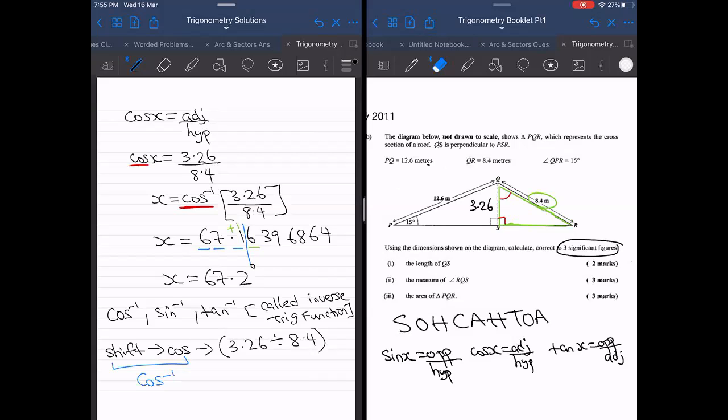If you go into a room and you say, yes, it is cos to the -1 of 3.26 divided by 8.4, immediately the persons are saying, this is not a real math person. And we don't want that. So let's practice the language, guys.